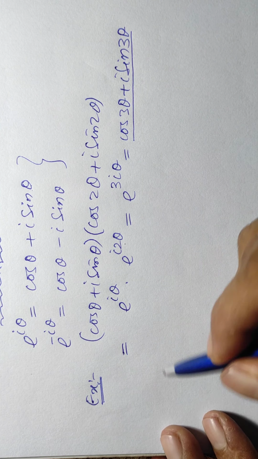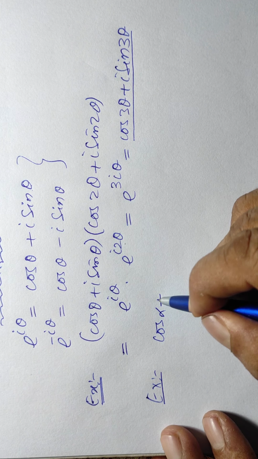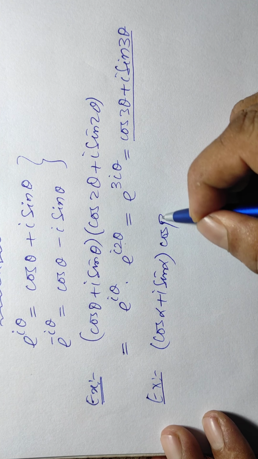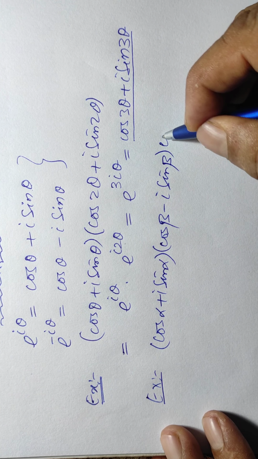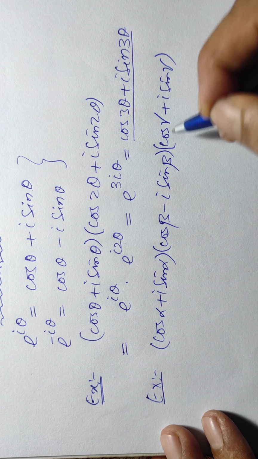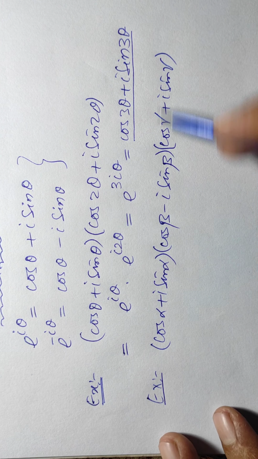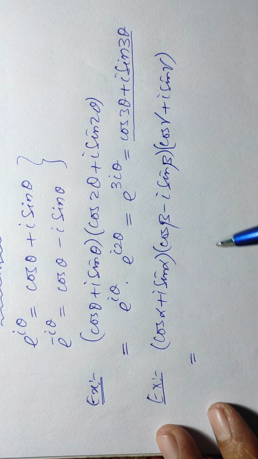Another question I am giving you. See here, cos alpha plus i sin alpha, cos beta minus i sin beta, cos gamma plus i sin gamma. So how to find the value? Normally all the students are multiplying, but we should not multiply. After knowing this formula, you should not multiply. Okay, simply apply these two formulas.